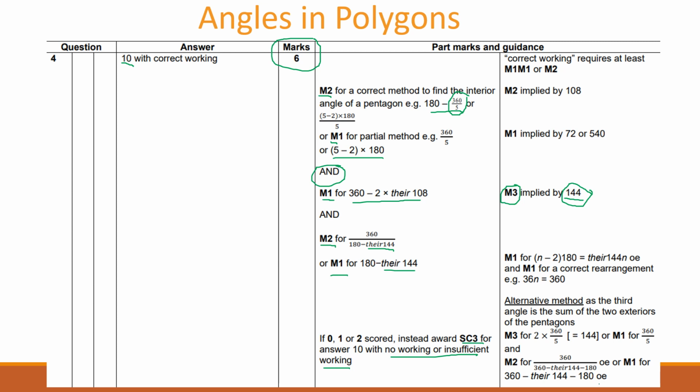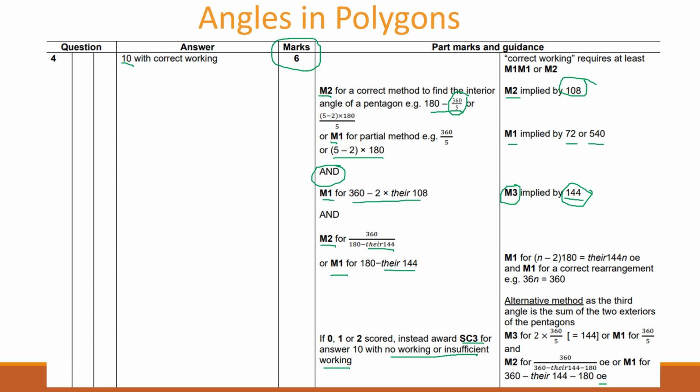On the mark scheme, you've got the letters OE, that means or equivalent. So if you've got different answers which mean exactly the same, then they are absolutely fine. But you can see where we get the 6 marks from on the question. And I showed you on my working as well where those 6 marks came from. Again, if you'd written just the number 108, you would get 2 marks for that. Or if you'd written the number 72 or 540, you would get 1 mark for that.